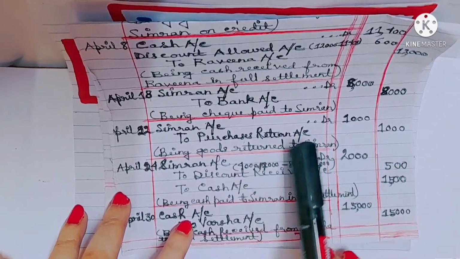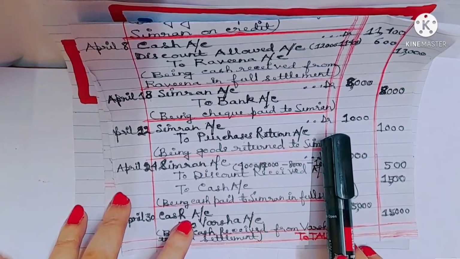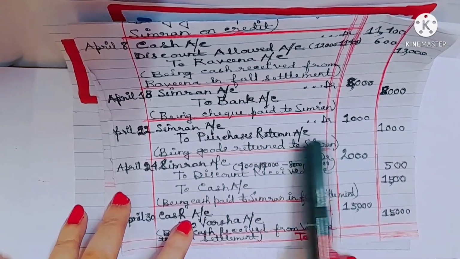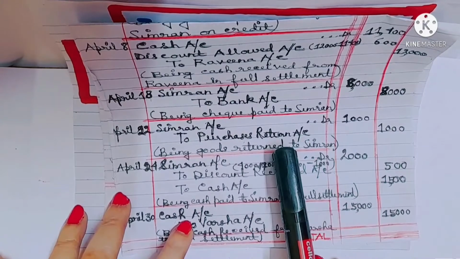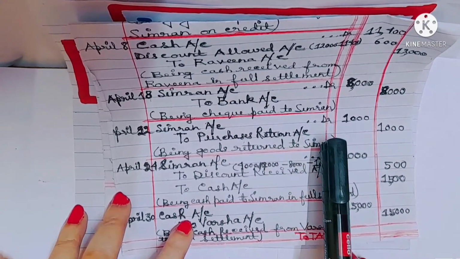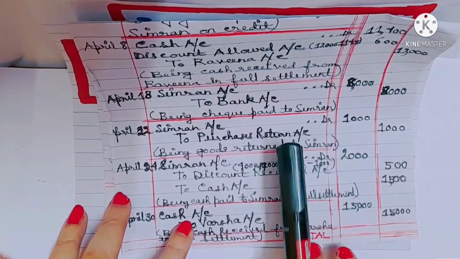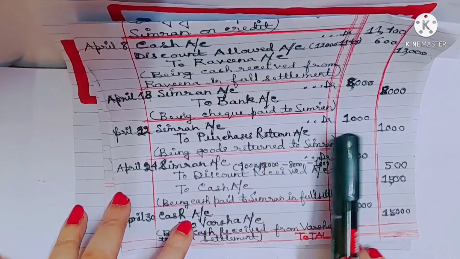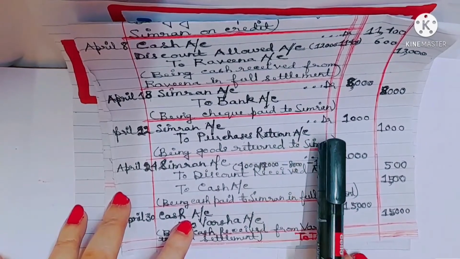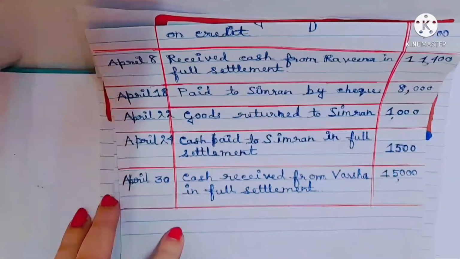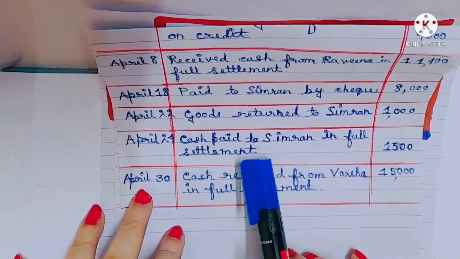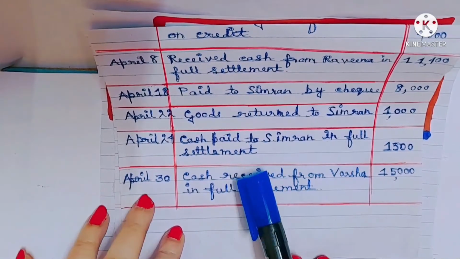Because when you are returning the goods to Simran, what is happening? 1,000 is coming back into the business. So it's a gain for the business. So purchase return account should be credited according to nominal account also. Understood? Real account also credit, nominal account also purchase return account credit. Understood? So on 24th April, cash paid to Simran in full settlement 1,500.